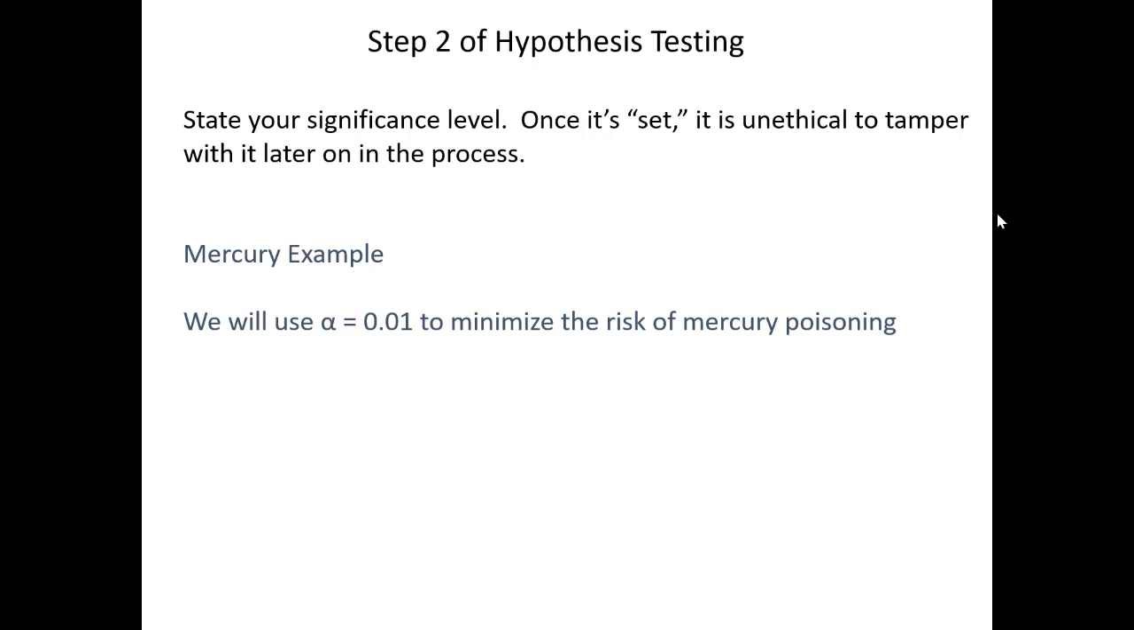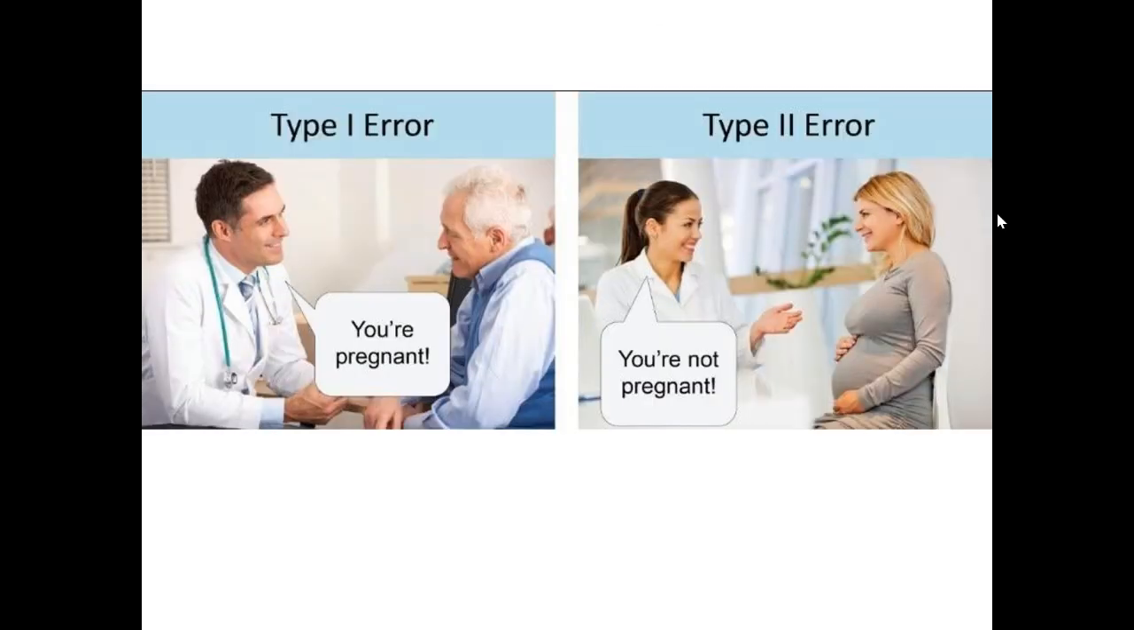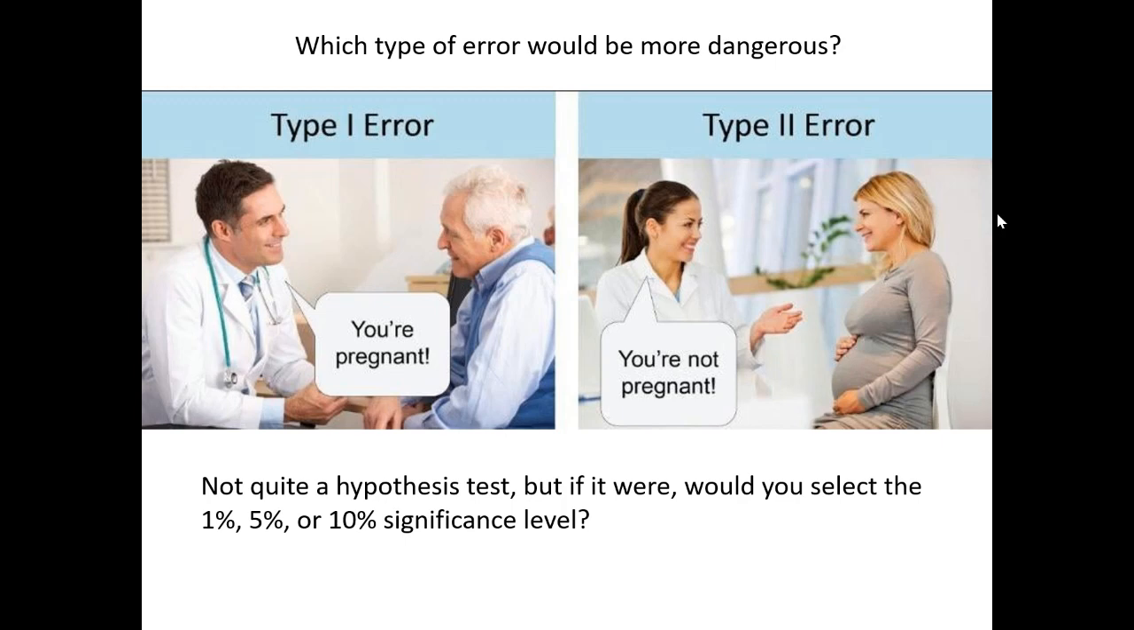All right, let's take a look at one more scenario. Bit of a meme for you guys. All right, so hopefully you got a little chuckle there. Now, this isn't quite a hypothesis test, a pregnancy test, but we can still think about the types of error and the consequences of those error types. So which of these might be more dangerous? Have more severe consequences. And in light of that, if this were a hypothesis test, which significance level would you choose? So think about that.